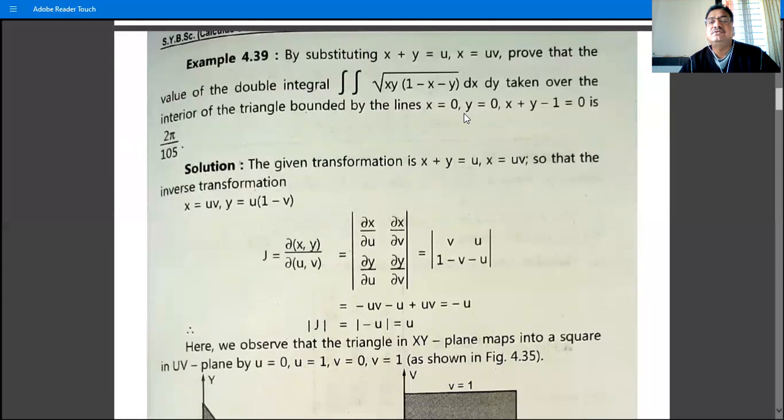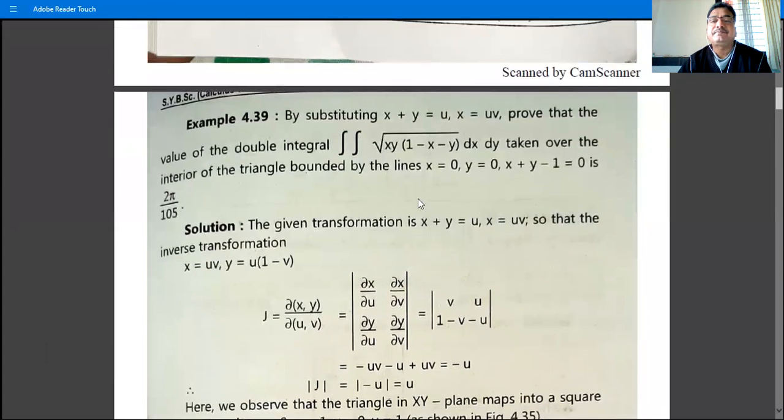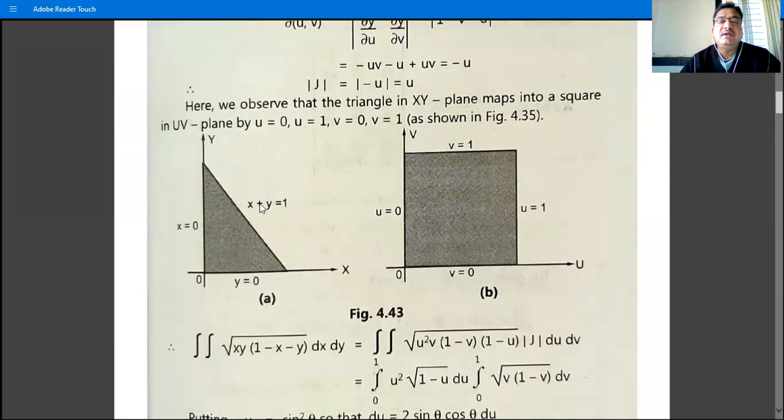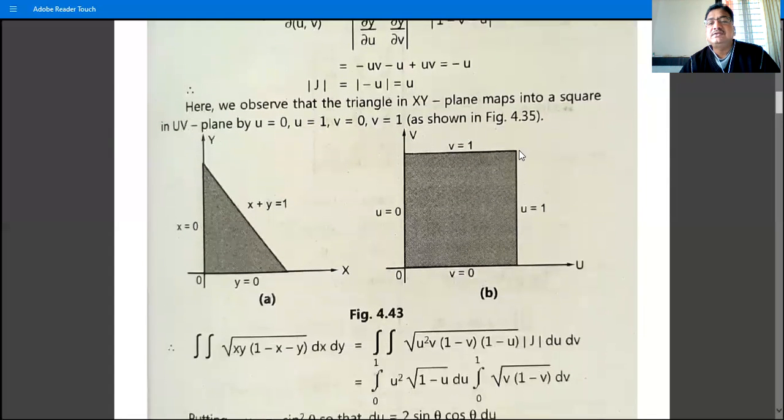Then draw the figure from these limits. x is equal to 0, y is equal to 0 means the x axis and y axis, and x plus y is equal to 1. This is the line x plus y is equal to 1, passing through the points 1, 0 and 0, 1. This is the region bounded by the coordinate axes and x plus y is equal to 1, and this region is converted. Now x plus y is equal to 1 converted: write x as uv, y as u in bracket 1 minus v, and so we have u is equal to 1, because uv minus uv becomes 0. So x plus y is equal to 1 converted to the line u is equal to 1.